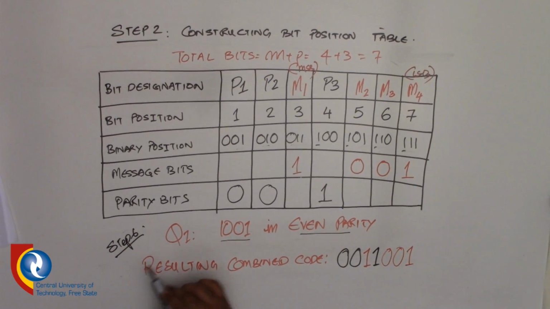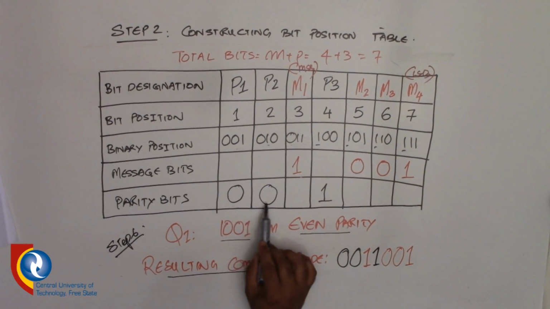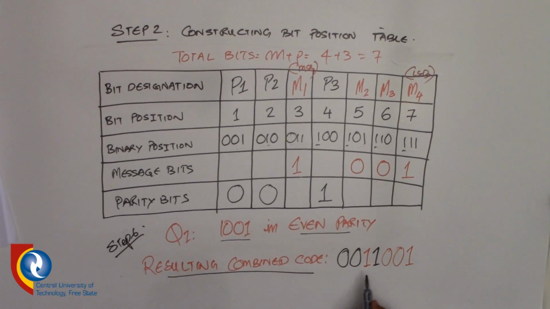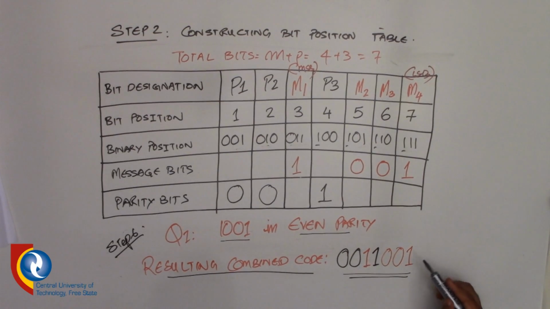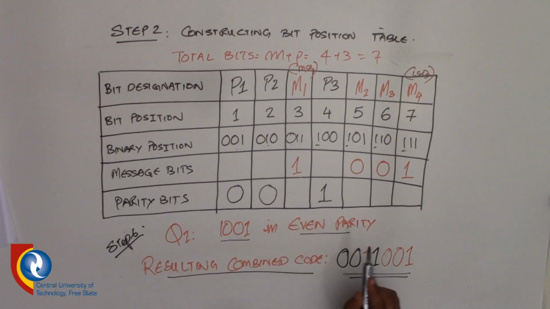Now the last step is to write down the resulting combined code. That is the combination of the message and parity bits written together. So the message 1001, when using the Hamming code, becomes 0011001.